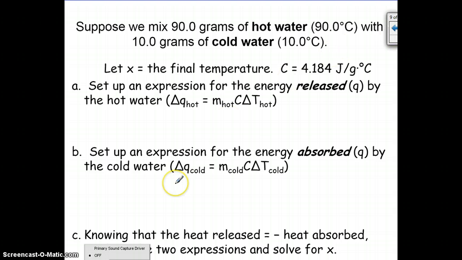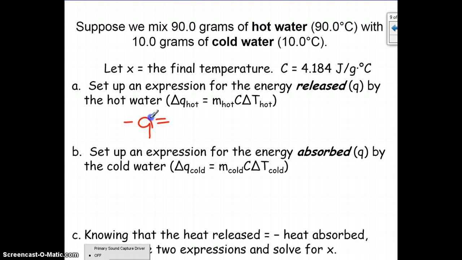All right, so now let's look at this problem, which asks us to combine some of the knowledge that we've gained. So it says we have 90 grams of hot water at 90 degrees Celsius, and we're going to mix it with 10 grams of cold water at 10 degrees Celsius. It wants us to find the final temperature once this system has reached thermal equilibrium. So we're going to set up two expressions, hot water and cold water. Well, hot water should be losing heat, right? Because it has more, and we know that heat transfers from the highest to the lowest.